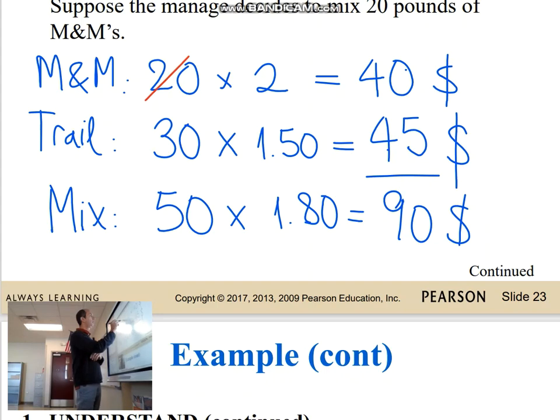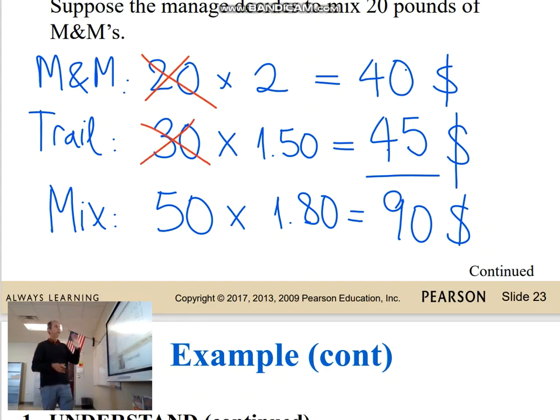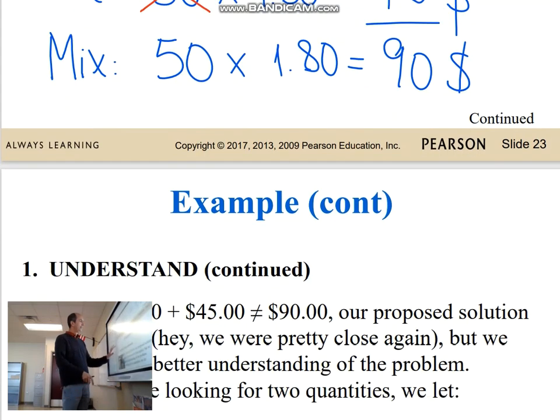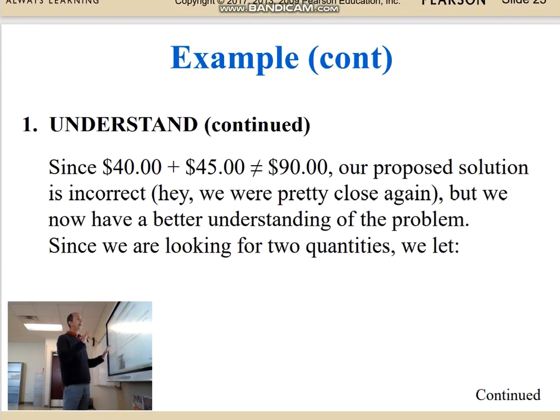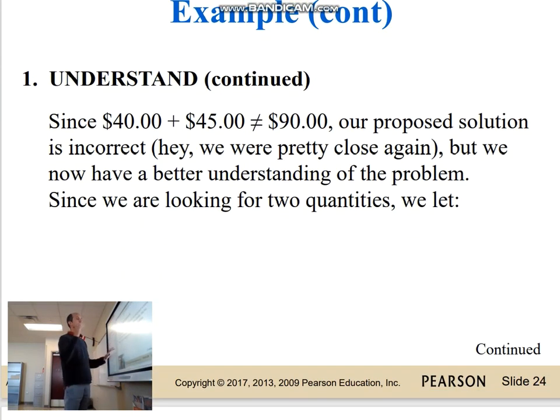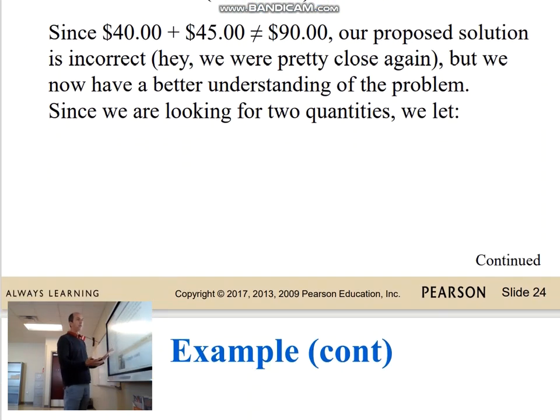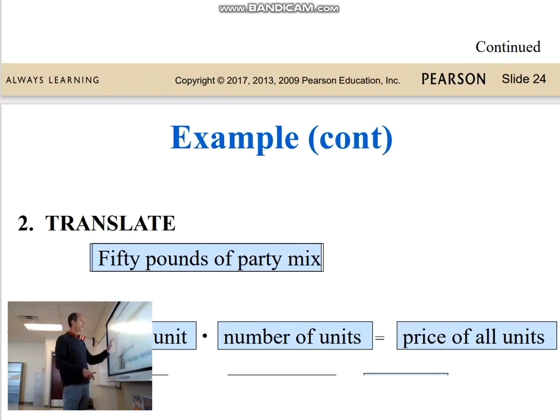This is not going to be 20, and this is not going to be 30. We need to find the right combination. So now we understood the problem. We know one solution that is actually not the solution, it's the wrong one, but we can write down an equation. Write down two math equations to find the right solution.